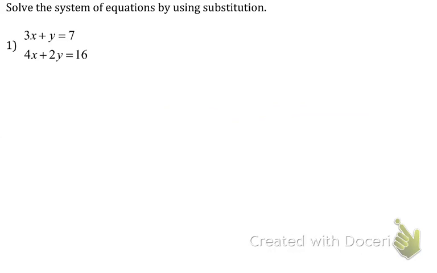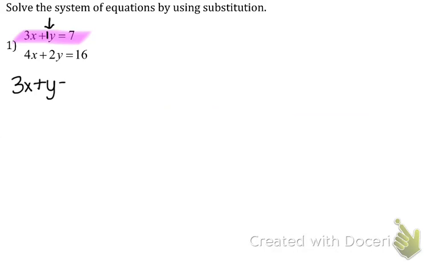Let's start by solving this first system using substitution. In order to use substitution, we are going to need to isolate a variable. So that means get one of the variables by itself on one side of the equal sign. If I look at my two equations and how they're set up, I'm going to use the first equation in order to isolate the y, because the y has a 1 as its coefficient. That's going to be the easiest for me to isolate.